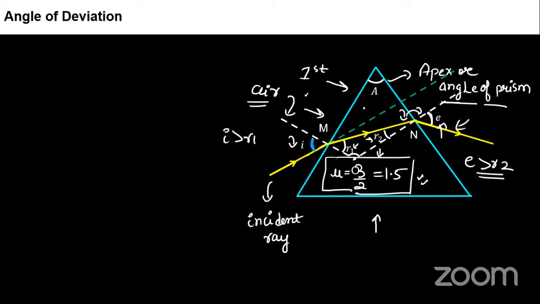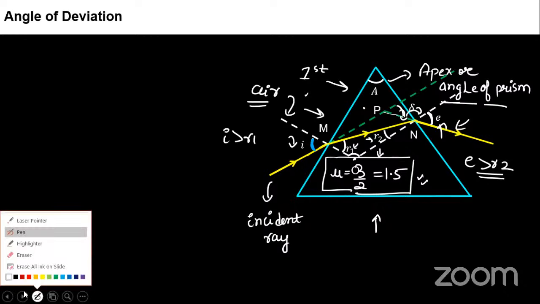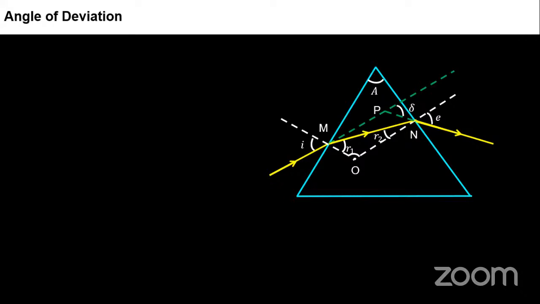Now we will find out the angle of deviation. But what is this angle of deviation? If you extend this emergent ray back like this, see here, if you extend it back, you will get the angle of deviation. This was the incident ray, this is the emergent ray, and this is the angle of deviation.